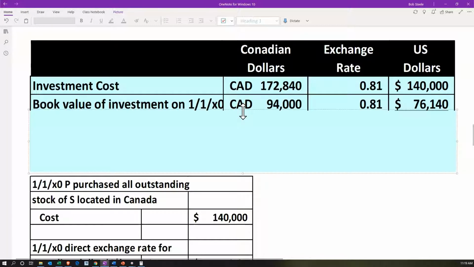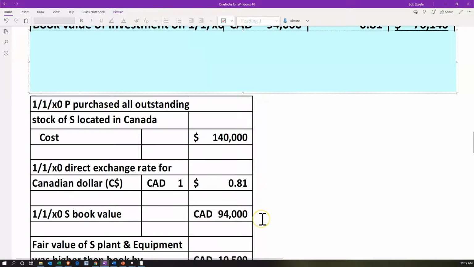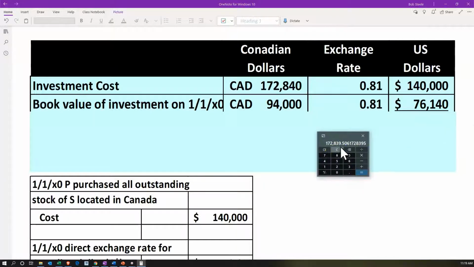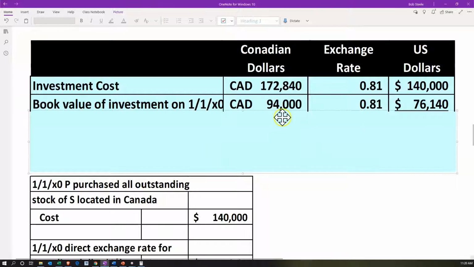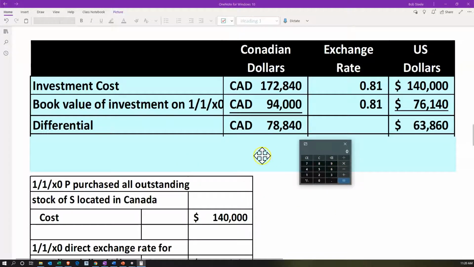Then we have the book value of the investment on 1/1/X0, which is given to us in Canadian dollars this time. So now we're looking at the Canadian dollar side, multiplying times the exchange rate. We take that 94,000, multiplied by that same 0.81 exchange rate, to get 76,140 in US dollars. That means the differential in Canadian dollars is 172,840 minus the 94,000, or 78,840. The differential in US dollars is 140,000 minus the 76,140.